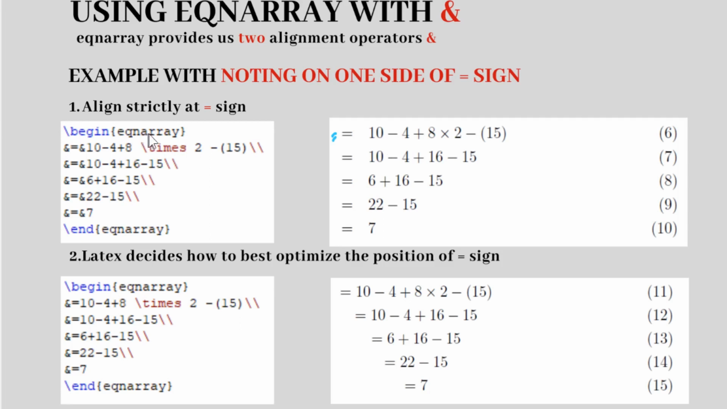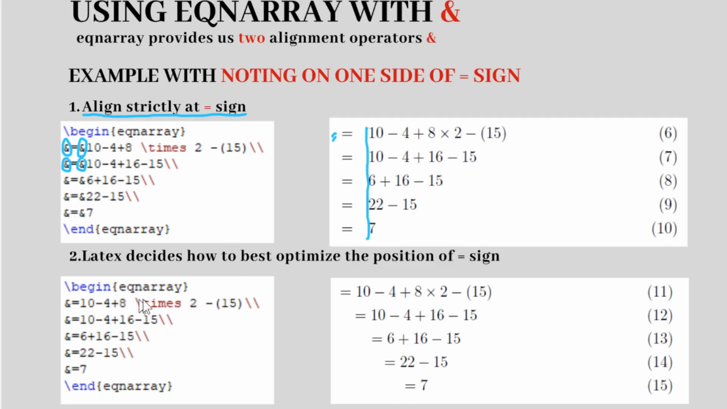So we are using the eqnarray environment, and in the first part what I am doing is putting the first ampersand operator before the equal sign and the second ampersand operator after the equal sign at each of these lines. So whenever I enter a new line, I am using both operators on both sides of the equal sign. What I am telling it here is to align strictly at the equal sign. So now all my equations, this one and all these, are aligned at the equal signs. As you can see, they are perfectly aligned here.